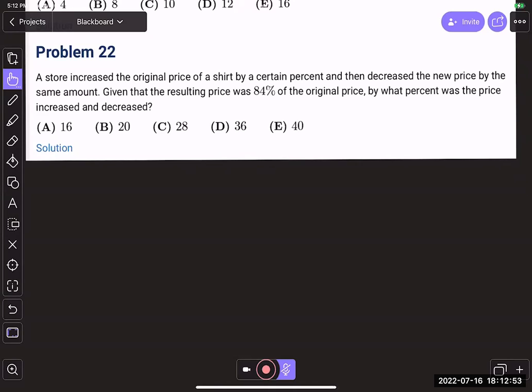So when we say that the store increased the original price by a certain percent, what did we do to that number, essentially? Do you know what I'm asking here, basically?